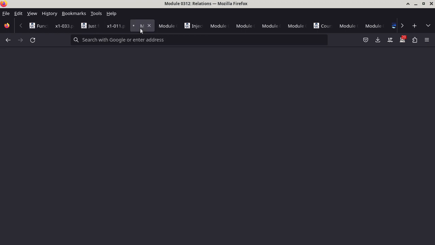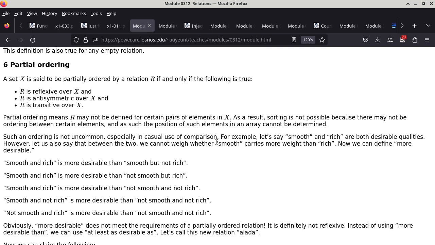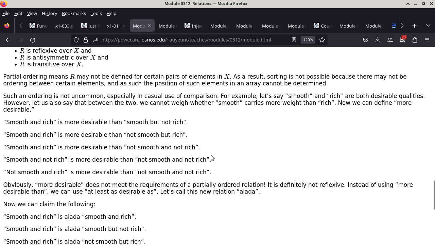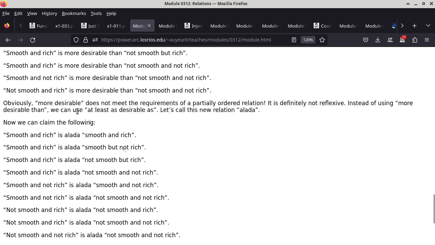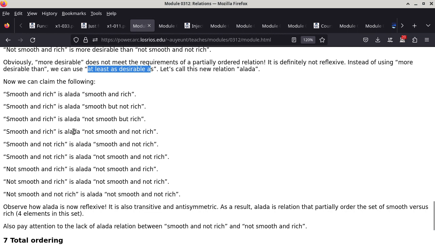All right. So we were talking about relations, and we were just ending the discussion of partial ordering, which means we can tell how something is relating to other things, but not everything relates to everything. So in the case of this particular example, we have two things that are not related in any way. So the idea is we want to use the relation of at least as desirable as, which is alada. So we can spell out all the four elements and how they relate to each other. So smooth and rich is alada smooth and rich because they're the same.